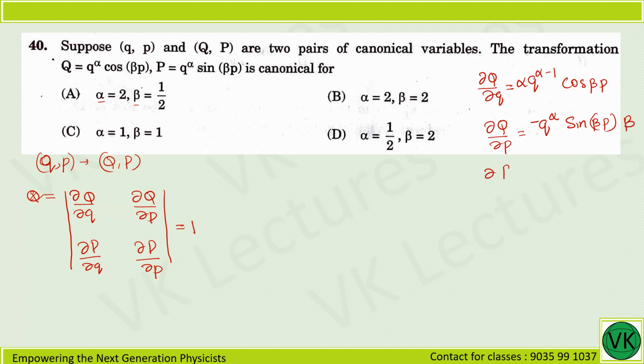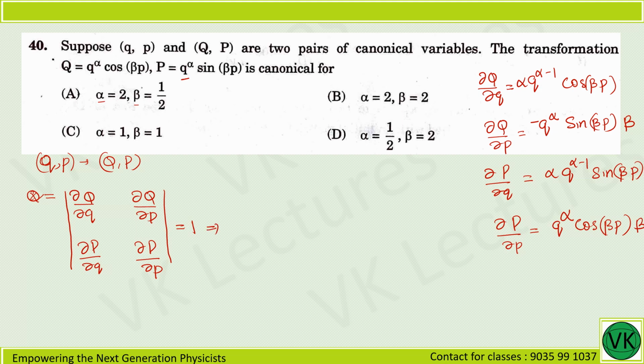Now dou capital P by dou q is the third element. With respect to q, this will be alpha q to the power alpha minus 1 sin beta p. Alright. Now dou capital P by dou p equal to q to the power alpha. Sin beta p derivative is cos beta p into beta.